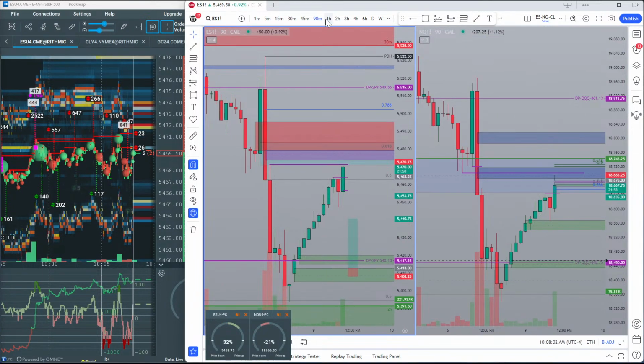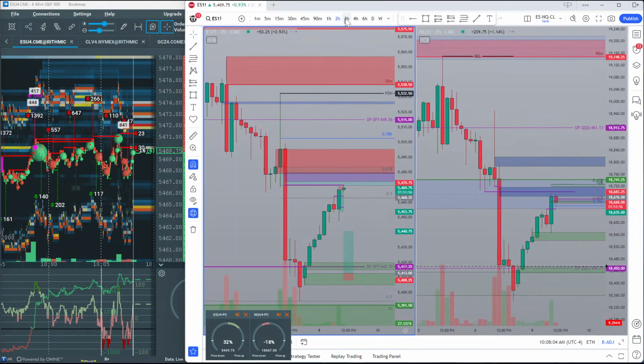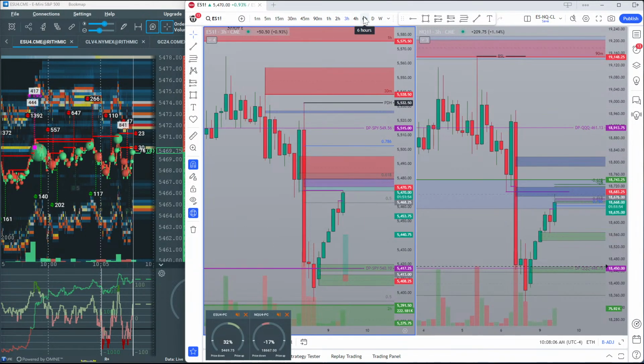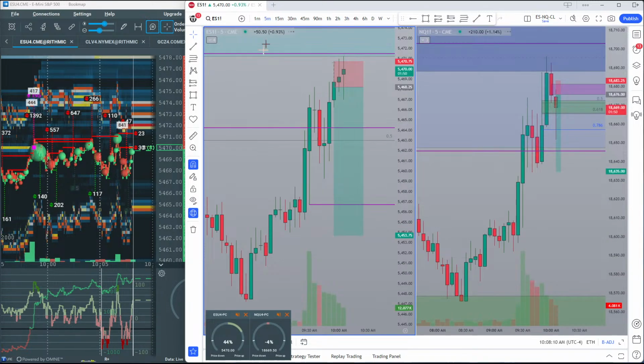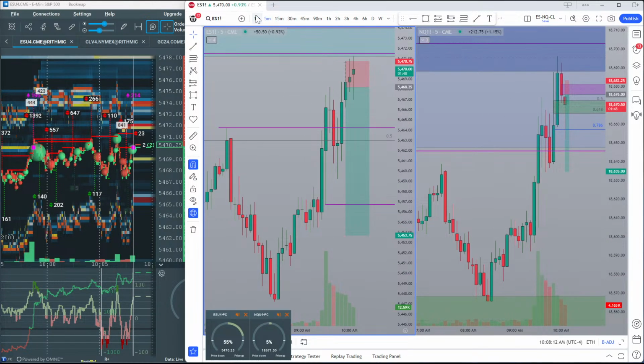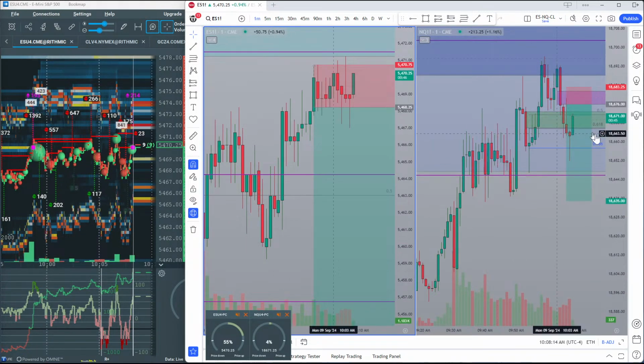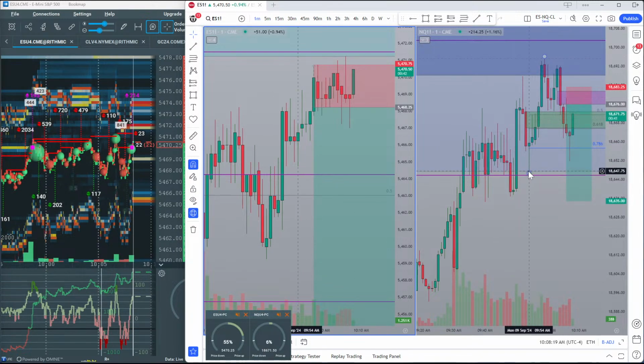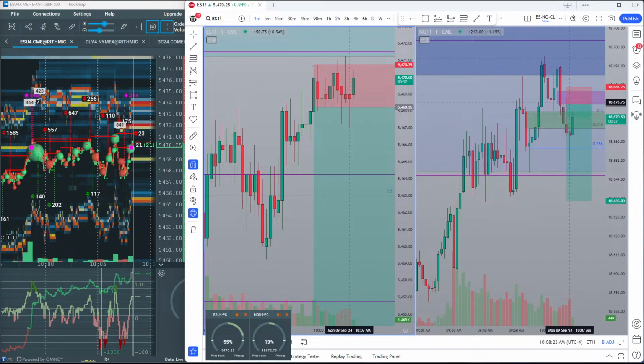I mean, looking at the 90 though, it does look bullish. 2 hour, 3 hour looks real bullish. So definitely tough to fight something like that, a higher time frame like that. Look at that rejection on NQ. Whoa, I still have that limit order out there. That was close.